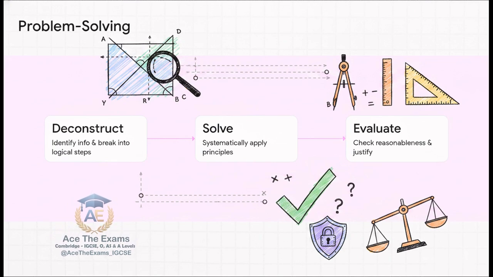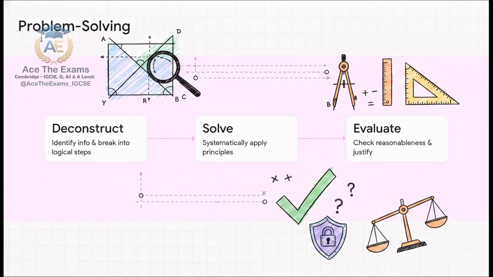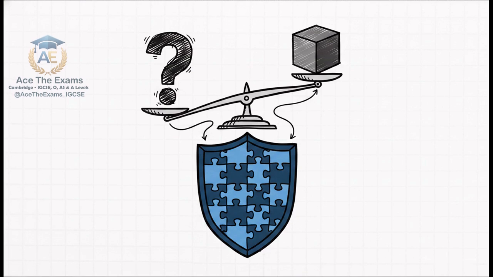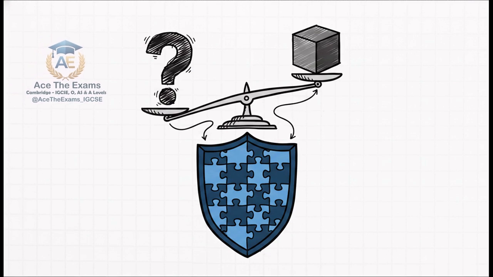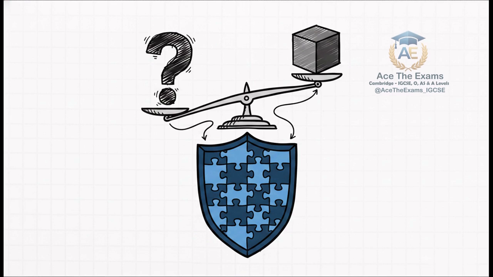Evaluating forces you to quickly check your work for reasonableness and justify it within the time limit. If a coordinate for a triangle looks wildly off the grid, your evaluation step catches it before the examiner does. It is your ultimate safety net. Listen, evaluative thinking is exactly what separates the best from the rest. You cannot just be a passive human calculator. You must actively question your own assumptions and justify every single mathematical decision with hard evidence.